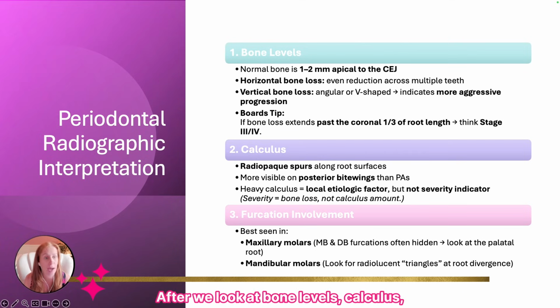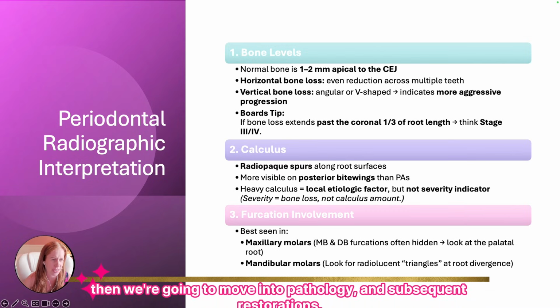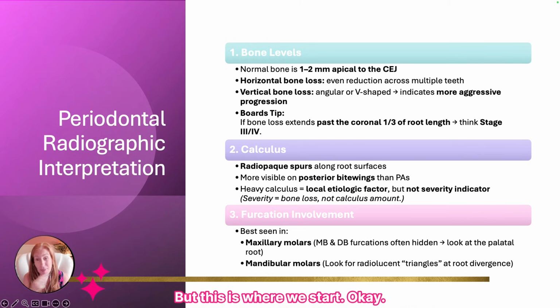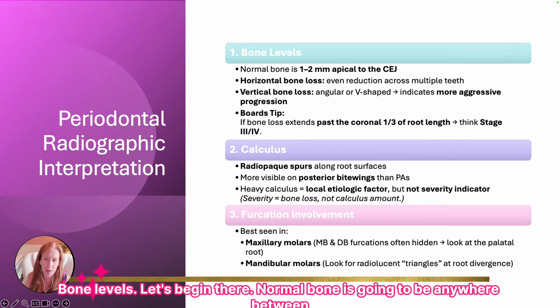After we look at bone levels, calculus, and furcations, so a periodontal radiographic interpretation, then we're going to move into pathology and subsequent restorations and margins that may be key contributory factors. But this is where we start. Okay, bone levels. Let's begin there.